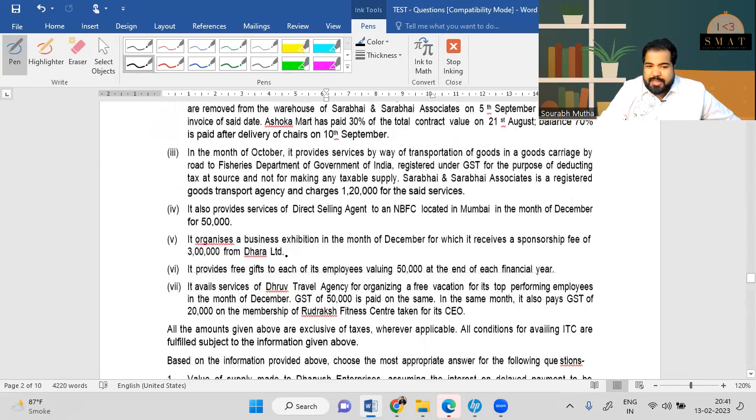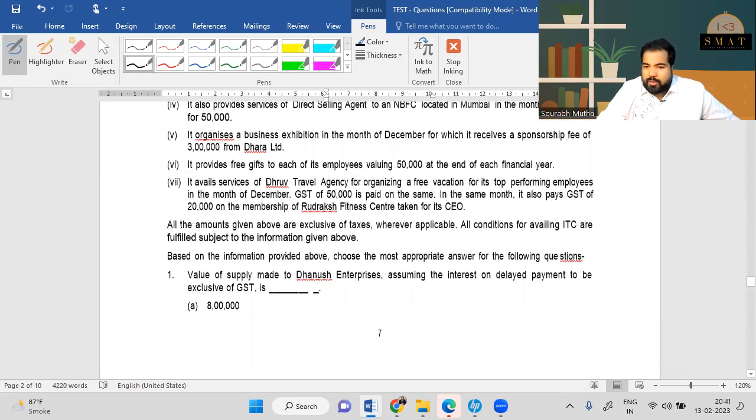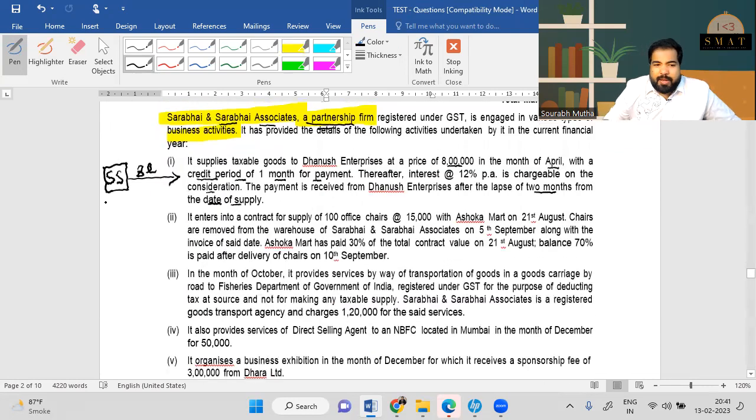Let's go to the question, guys. Find out the value of supply made to Dhanush Enterprises. The value of supply will obviously be 8 lakh. That is the transaction value plus interest. Will you add? Yes, you will add interest. Now, what amount will you add? So on 8 lakh, of course, at 12%, but how many months you will add?